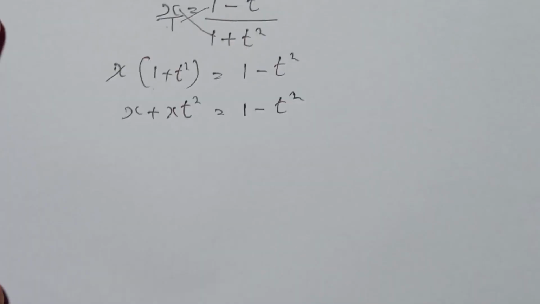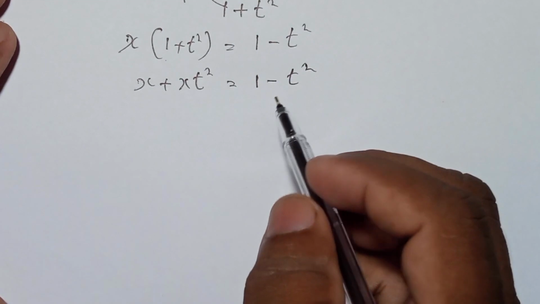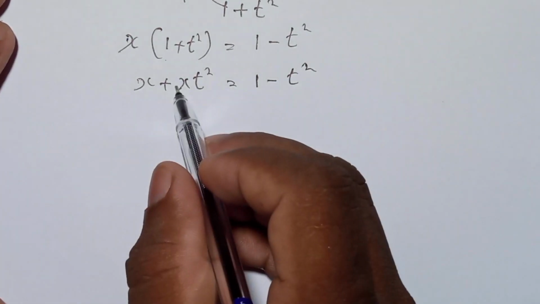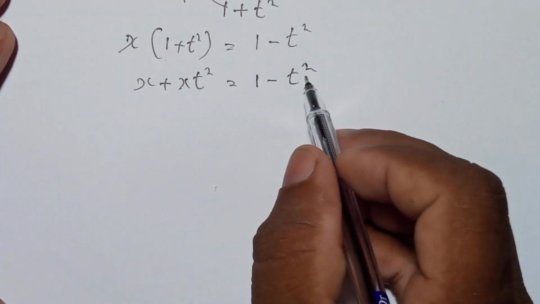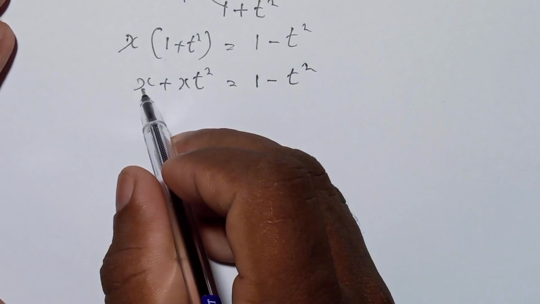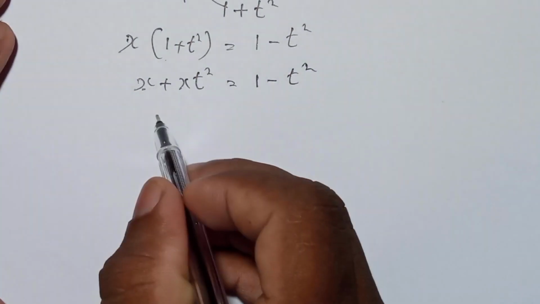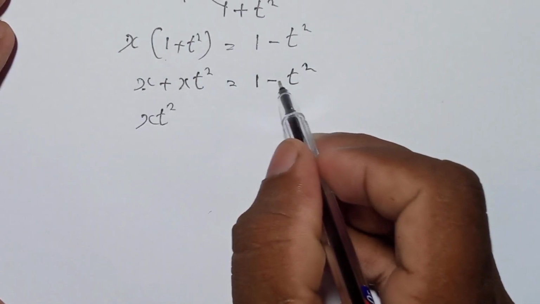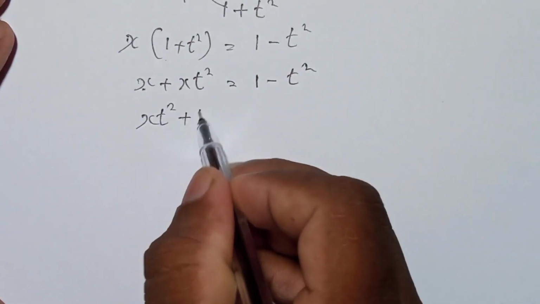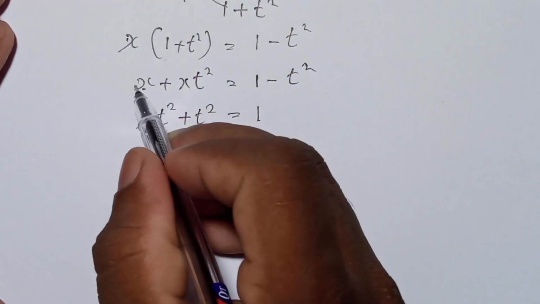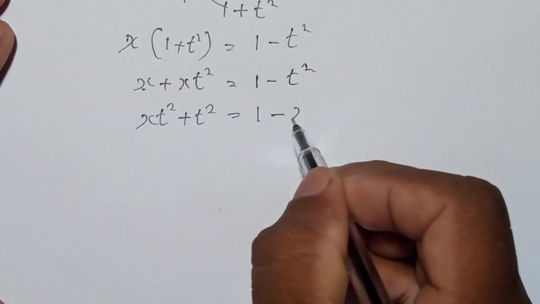Right, now what we need to do, like I told you earlier, is put the t terms to one side. Now here we have xt square and here minus t square. I will bring this minus t square to this side, and this x I will bring to here. So it will be like this, x t square. When I bring this minus t square to here, it will be plus t square. Here 1. Then when I bring this plus x to this side, it will be minus x.